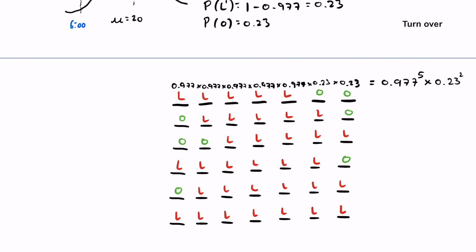All right, let's look at the next possible situation here. So this is the probability that we have the train arriving late 5 times and then on time for the last 2.